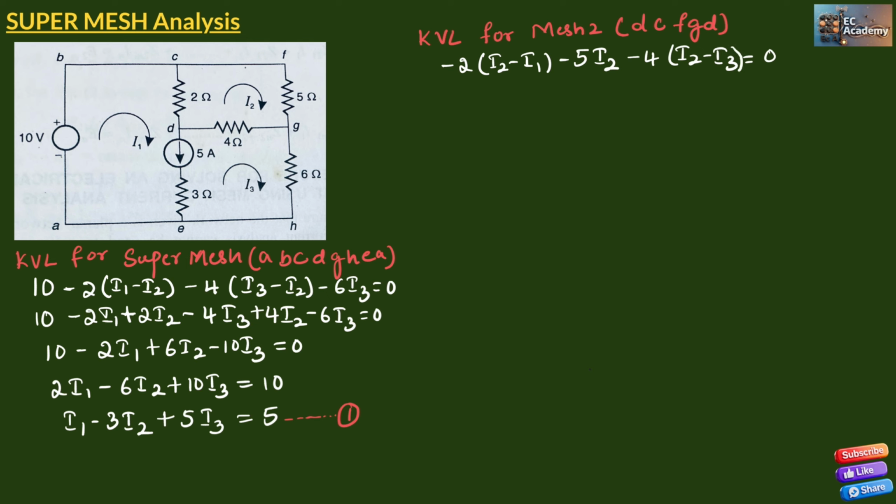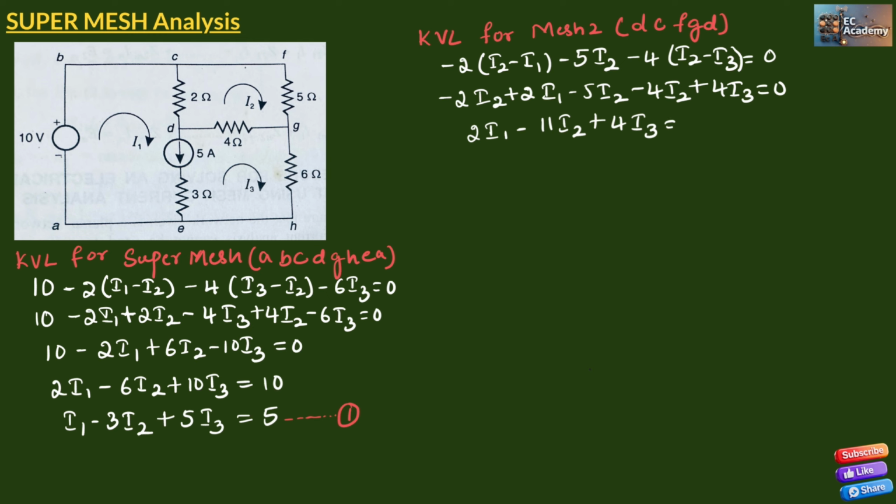Now let us expand the above equation. We'll get minus 2I2 plus 2I1 minus 5I2 minus 4I2 plus 4I3 is equal to 0. So we can write the above equation as 2I1 minus 11I2 plus 4I3 is equal to 0. Let us call this equation number 2.